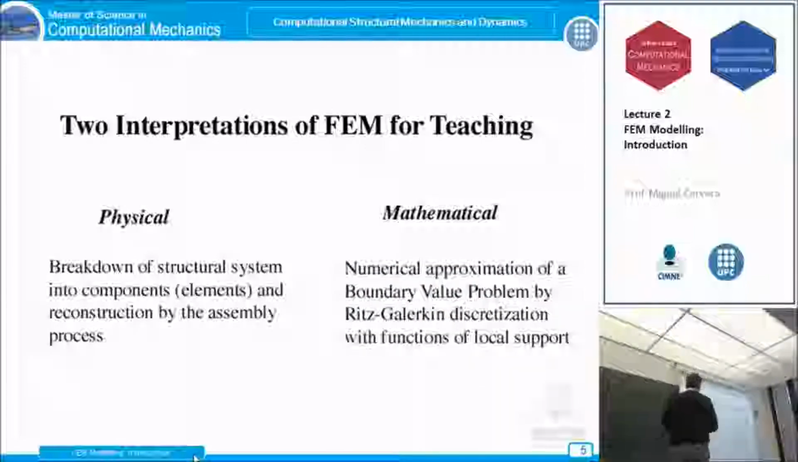Now, coming from one thing and from the other, we can present two interpretations of the finite element method for a master class. This is the presentation for engineers, let's say, and this is the presentation for mathematicians. Now, for most of the engineers, the finite element method consists of the breakdown of the structural system into components, elements, pieces, parts, and then reconstruction of the structural system by the assembly process. So this is exactly how we have been presenting it before. Okay? We have the structure like a Meccano, and we sort of play with it mentally, and we break it down, recognize the properties and the behavior of one single element, and then we put it together, and we use words like assembly, okay? Which is a rather engineering word.